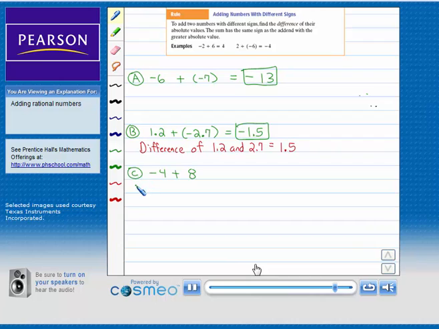For letter C right here, because they're different signs, again, I'm going to take the difference of the absolute values of the two numbers. The absolute value of a negative 4 is 4, and the absolute value of 8 is 8. The difference between 4 and 8 is 4. I'm going to assign this number the same sign as the addend with the greater absolute value, and that's this positive 8 here, so I'm going to have a positive answer, and that's going to be 4. Negative 4 plus a positive 8 gives me a positive 4.